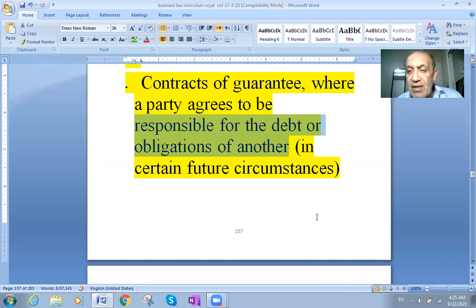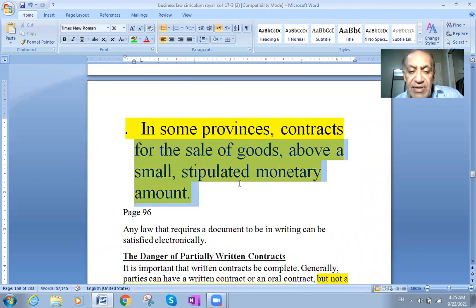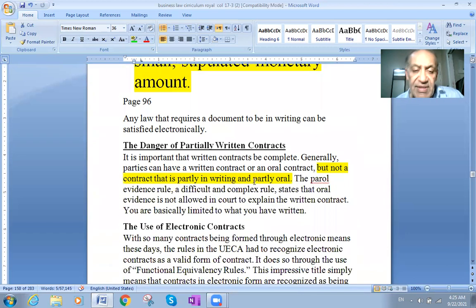So this is a contract because there is a guarantee here, a person who guarantees in certain future circumstances. In some provinces, contracts for the sale of goods above a small stipulated monetary amount must be written contracts.